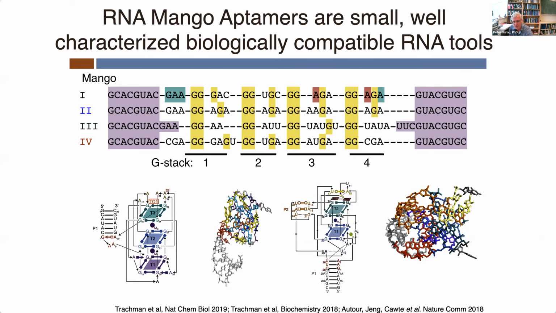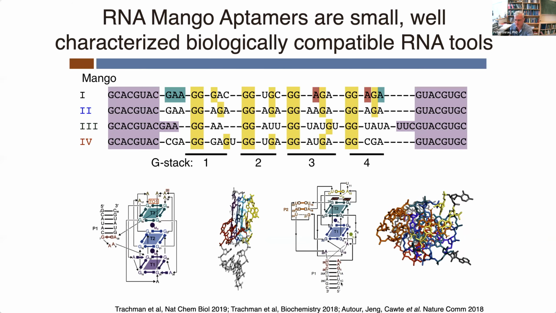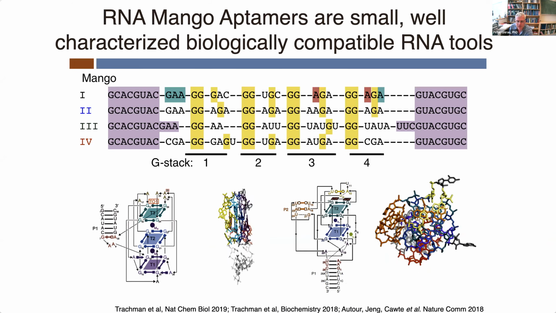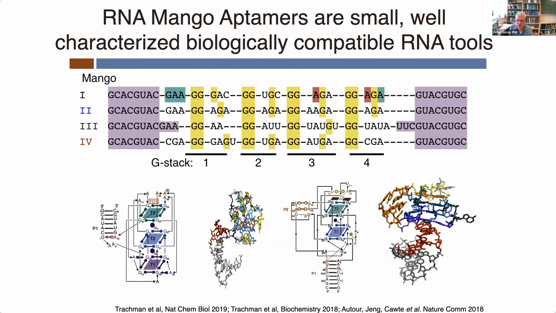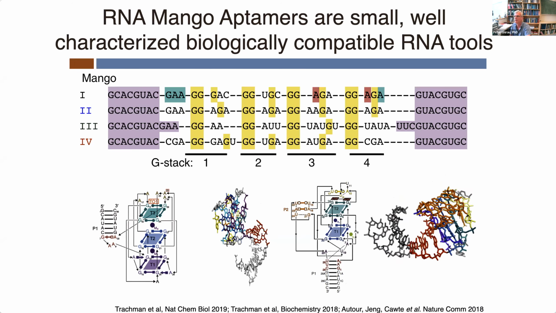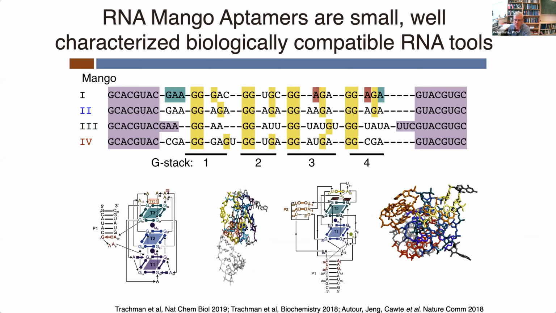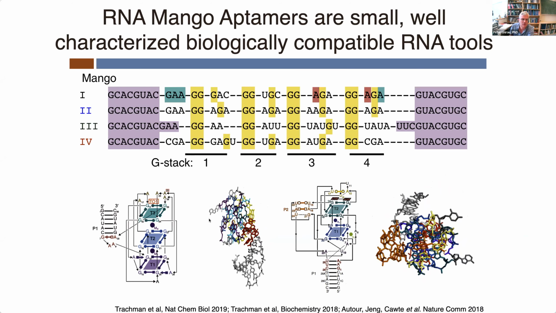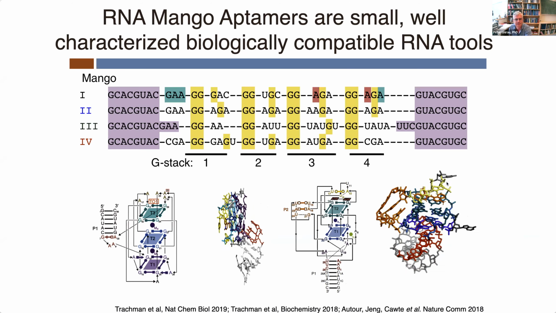In contrast, Mango 3 fits solidly onto its helical stem via a triplet of RNA here that docks onto the stem and then into the quadruplex that binds the fluorogenic molecule. So Mango 3 is a rigid fluorogenic aptamer. Mango 2 is a floppy fluorogenic aptamer.